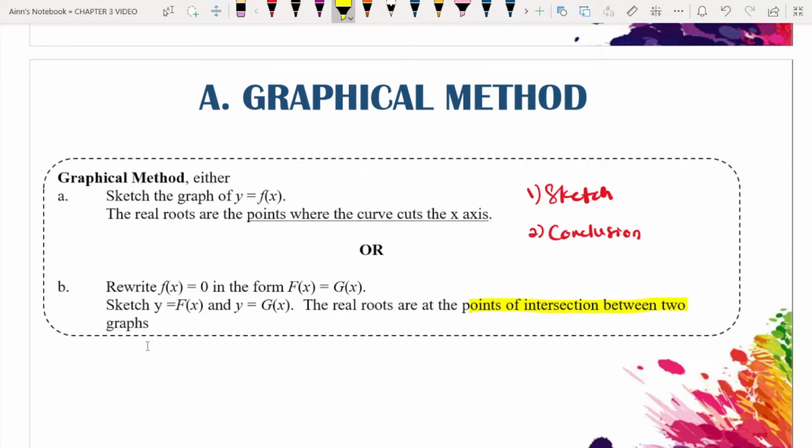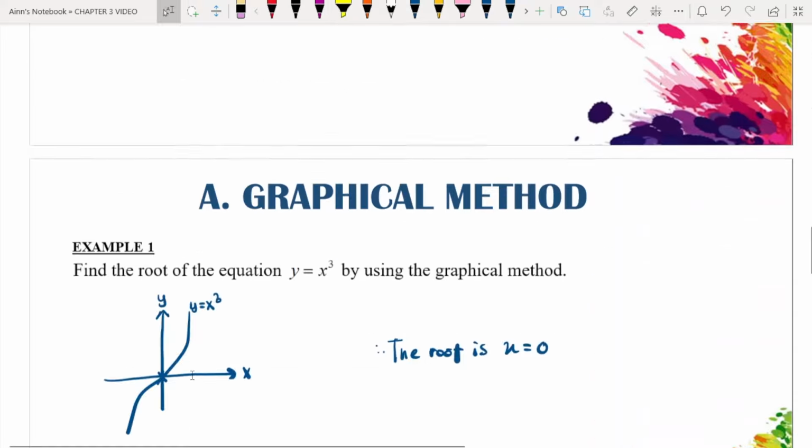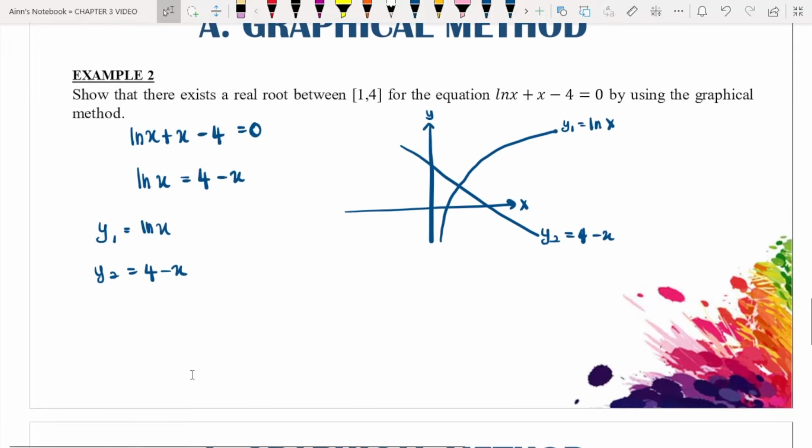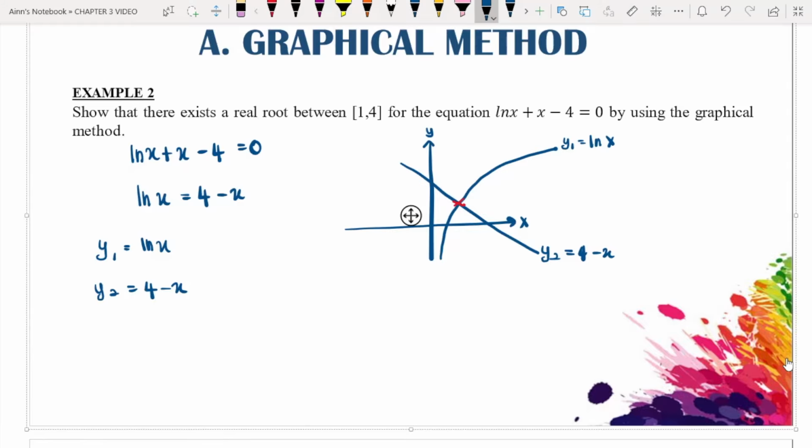As you can see from the graph that we drew here, there is one intersection point between x equals 1 and 4. This is the root. The question asks you to show, so what we have to do is write the conclusion. Since there is one intersection point, there is a root that lies between 1 and 4.